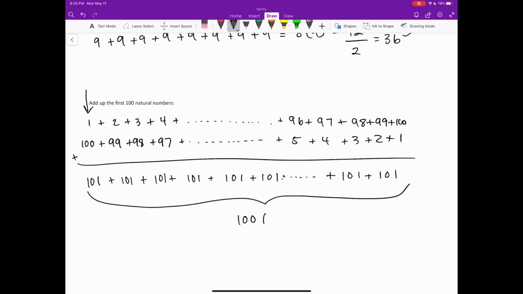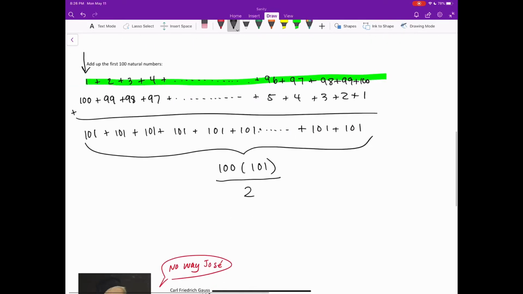So 100 times 101. Again, since we double counted these numbers when we added them together, we have to divide by 2. So 100 times 101 divided by 2 is going to get you this special number of 5050.